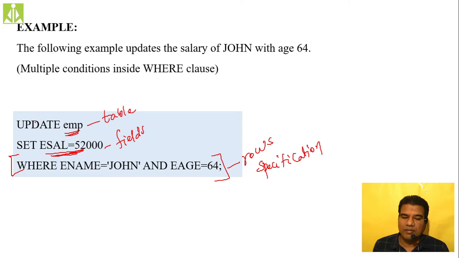The update command will do this updation. Whatever updation you want to perform will be done on all the records. Here, the where clause makes the rows, the records, specific. And if you don't put any specification on the records, the field updation will get applied on all the records. So this thing you have to understand.